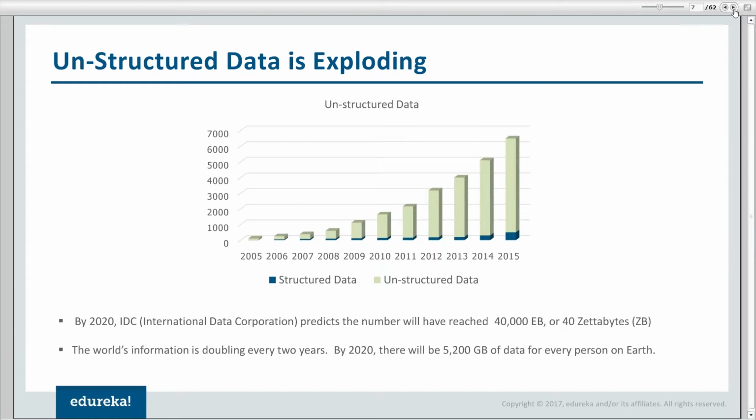But what is semi-structured data? Can you give me some example of semi-structured data? All right, so it can be XML, JSON, wonderful. So basically, this semi-structured data does have some structure, but it does not have data arranged in rows and columns. So that is the reason we can call it semi-structured data.